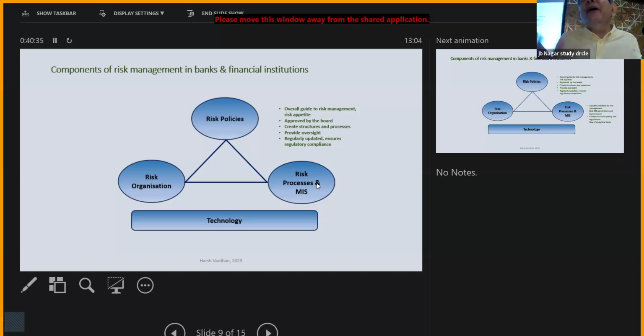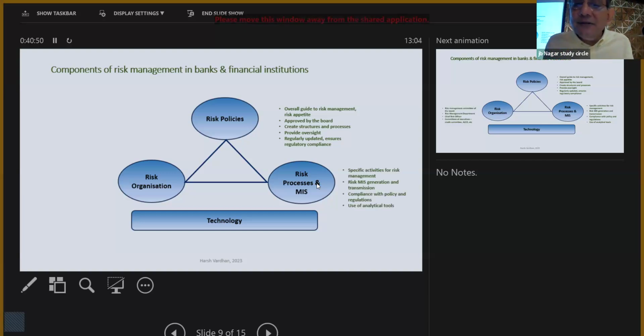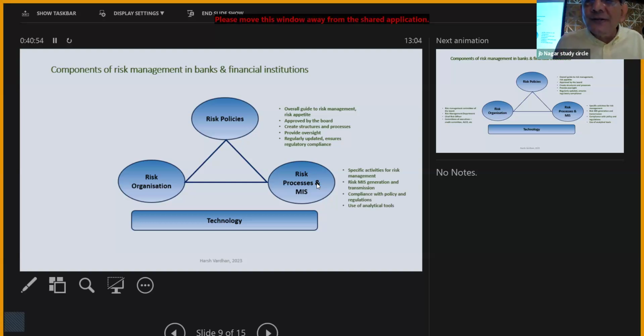In any good bank, you'll find anywhere between 20 to 30 policy documents related to risk, or maybe 15 to 20, I would say, of different policy documents that relate to different aspects of risk management. Then you have processes and MIs, which are specific activities that the bank will conduct in order to manage risk. It includes things like MI generation.